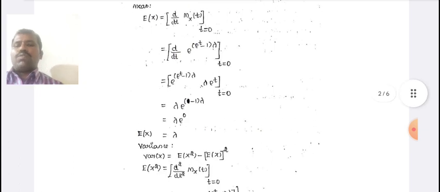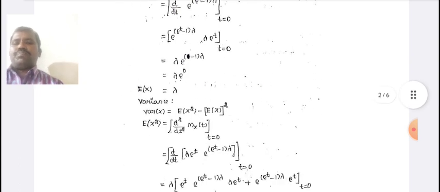Mean E of x equal to d by dt of M_X of t at t equal to 0. That is d by dt of e power lambda (e power t minus 1) at t equal to 0, which is e power lambda (e power t minus 1) into lambda e power t at t equal to 0. Lambda into e power lambda (e power 0 minus 1). Therefore, lambda into e power 0, and e power 0 is 1. Therefore, the mean value is lambda.